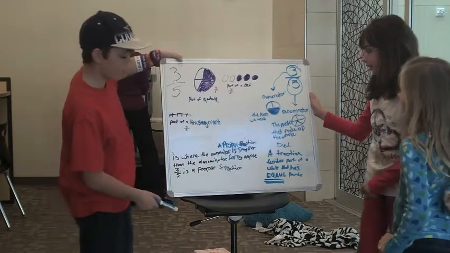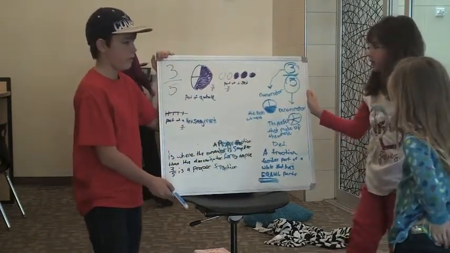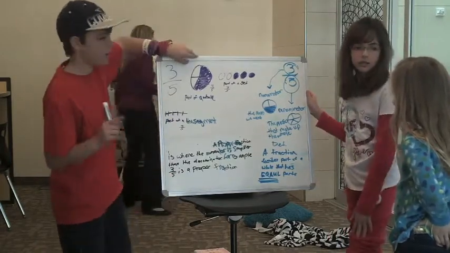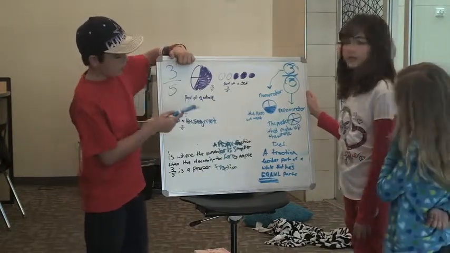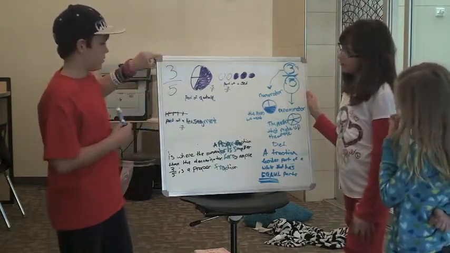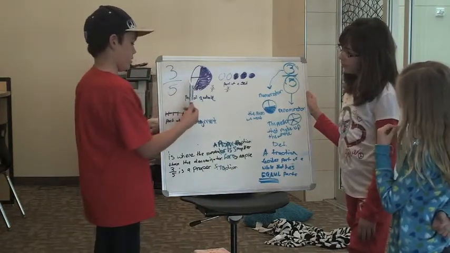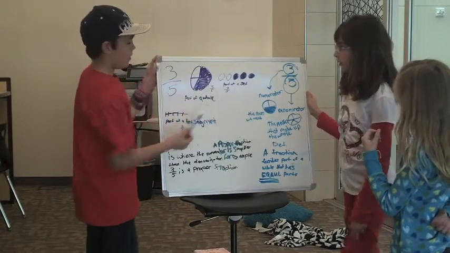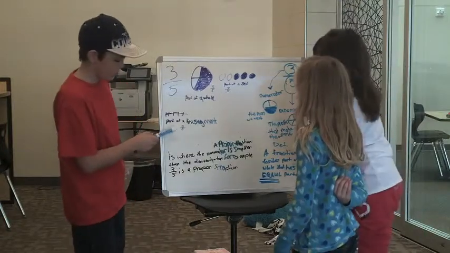A fraction can be put in a whole with equal parts, such as 5/5 is 1 whole. 3/5 is part. And there's a few different types of fractions. It can be put into a whole, and it can be put into a set. What's this? This is part of a line segment?